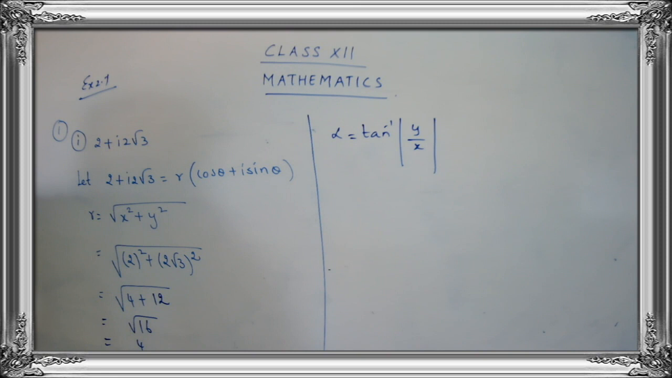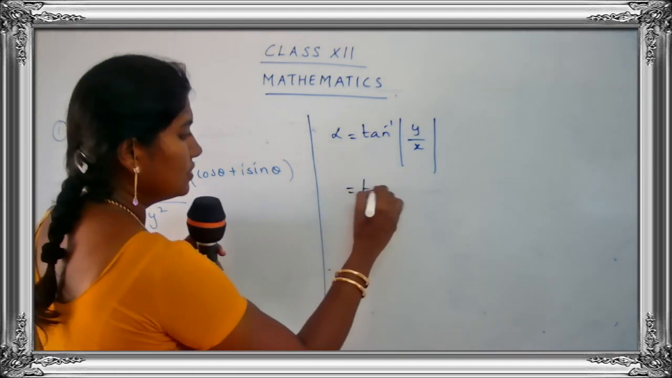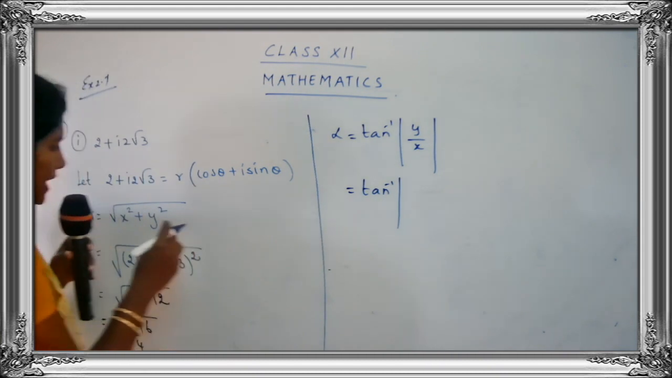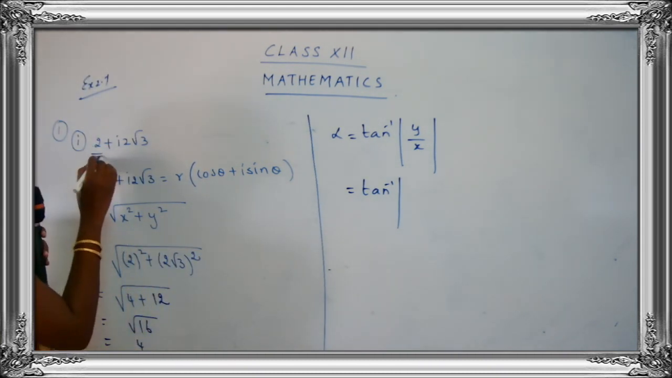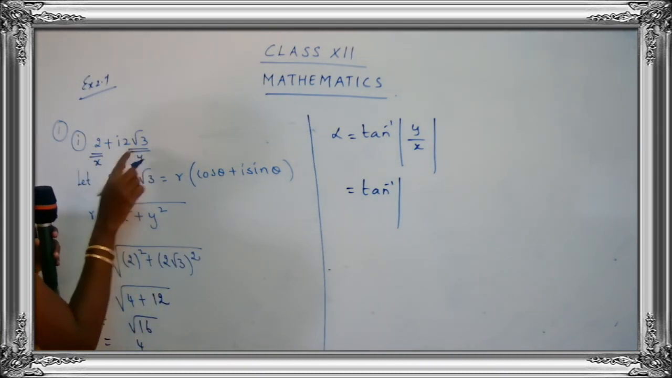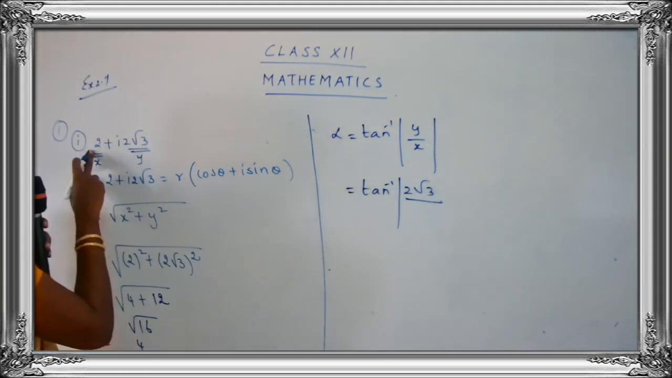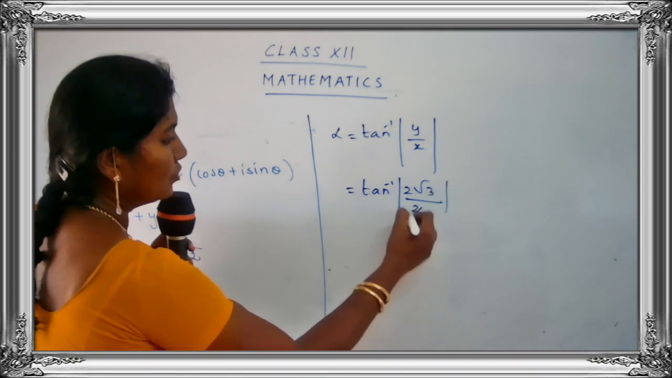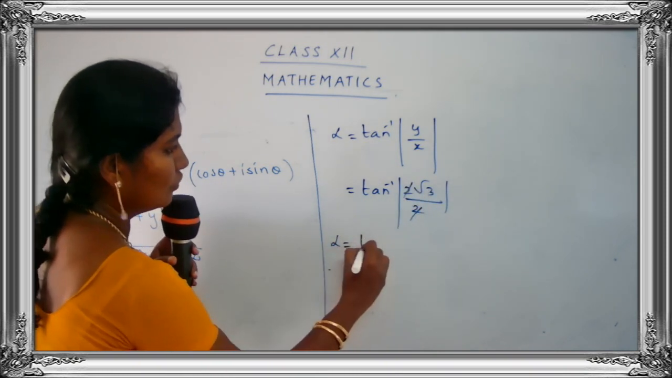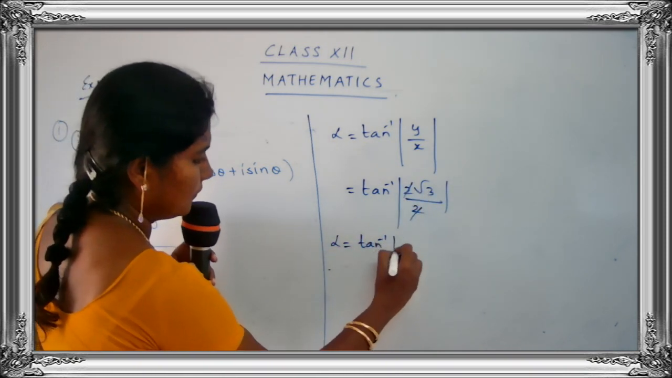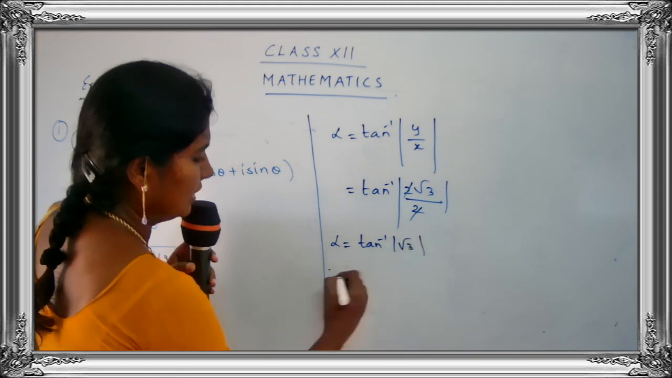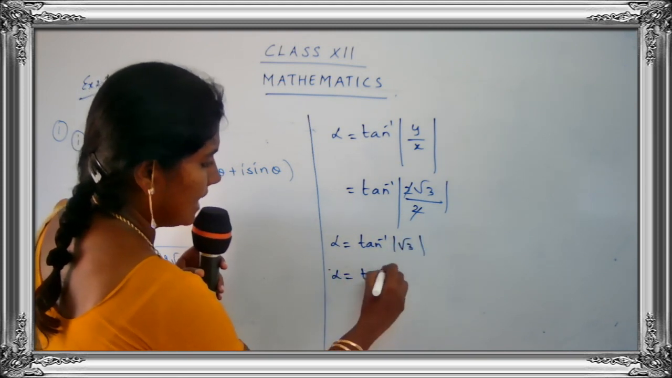Take the value for alpha. Alpha is equal to tan inverse mod of y by x. Okay. So let me write down the value for y and x. So this is tan inverse. What is the value for y children? This is the x part and this is the y part. So y is 2 root 3 upon x, that is 2. So 2 gets cancelled. So alpha is equal to tan inverse of root 3. So modulus root 3 will turn out to be tan inverse root 3.